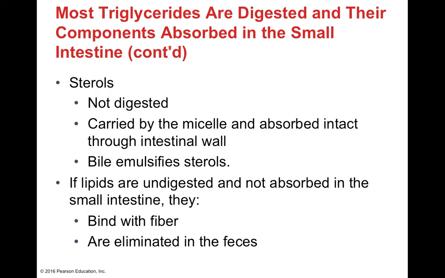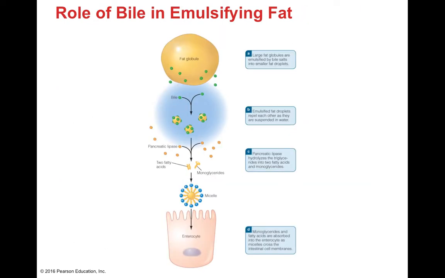Now, sterols are not digested at all. They're carried directly by micelles. They're small enough that they don't need to be broken down further, and they're absorbed intact through the intestinal wall. And they're emulsified, like many other things, by bile. Now, sometimes lipids remain undigested and therefore unabsorbed in the small intestines, and so they're going to enter into the large intestines where they bind with fiber and are then eliminated through fecal waste.